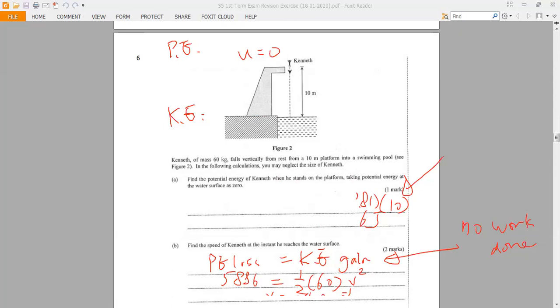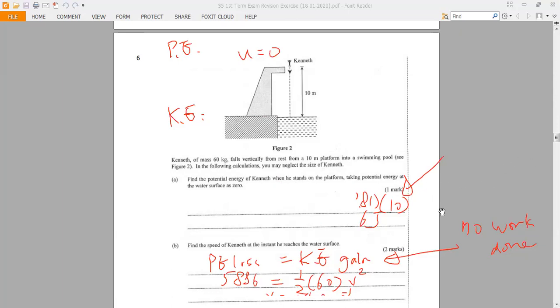So we're going to neglect the air resistance? Yes, we neglect air resistance. Because if Kenneth has no size, that means there's no air resistance also. Okay? Now let's go to the next part.